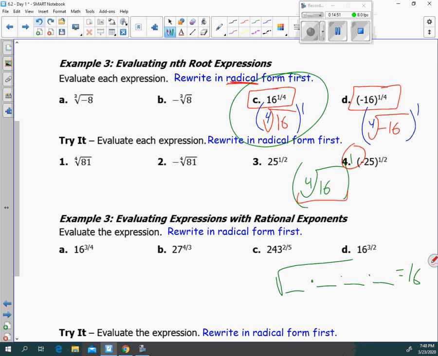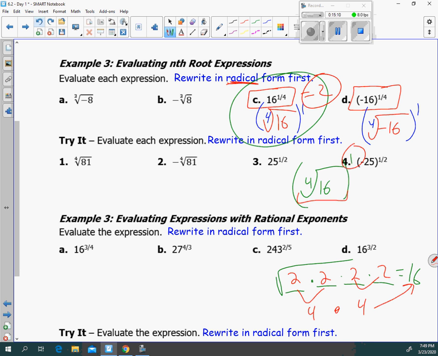And maybe you're thinking, I think the answer is 2 again. And you're right. 2 times 2 is 4. 2 times 2 is 4. 4 times 4 is 16. So our answer to this one is the whole number, the integer 2.